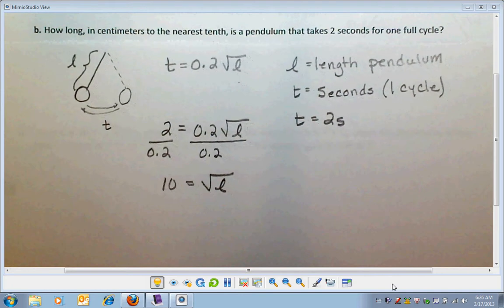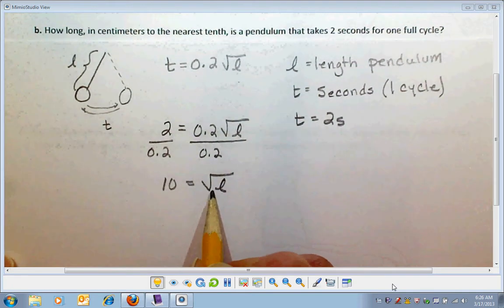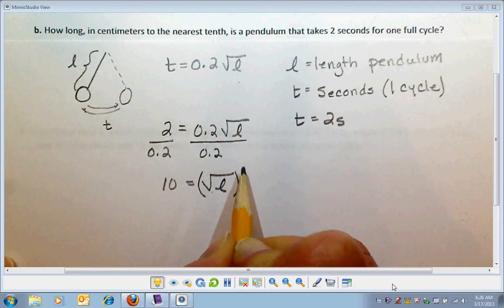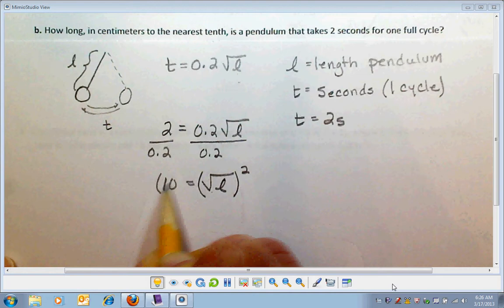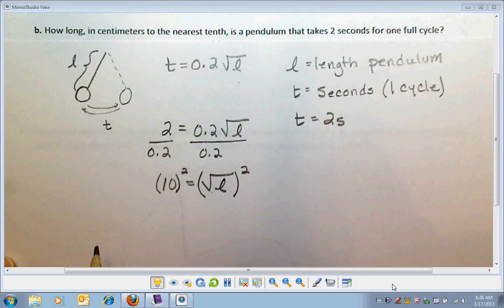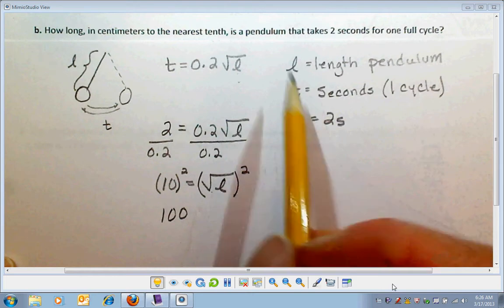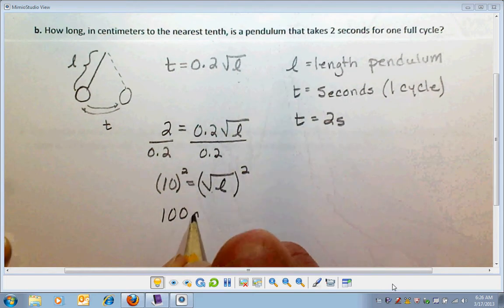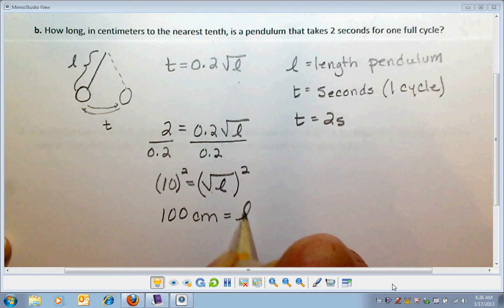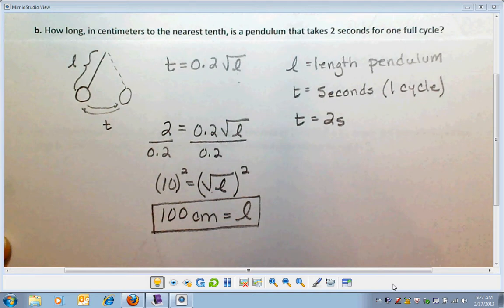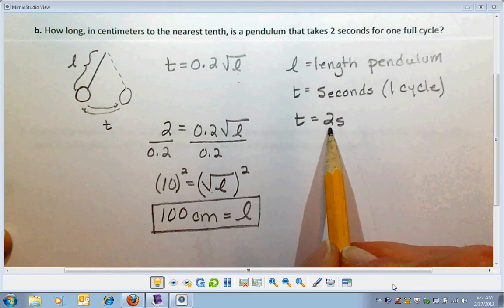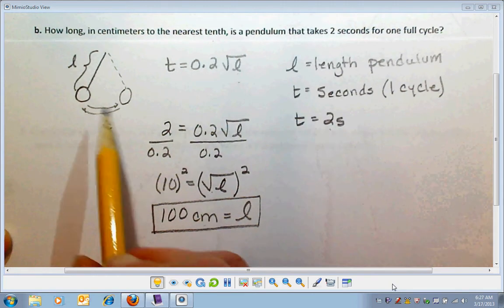So we have to solve for L. In order to undo the square root, we have to square both sides. You can see right away it's going to be different. 10 squared is 100, and this is going to be in centimeters. 100 centimeters is equal to the length of the pendulum. So a pendulum that's 100 centimeters long will take 2 seconds to complete one cycle.